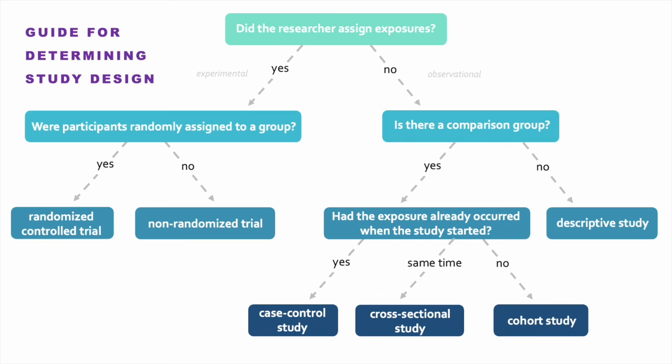If not, it's a descriptive study. If so, had the exposure already started when the study started? If so, it's a case control study. If the exposure and the study started at the same time, it's a cross-sectional study. And if the exposure had not occurred yet at the beginning of the study, it's a cohort study.